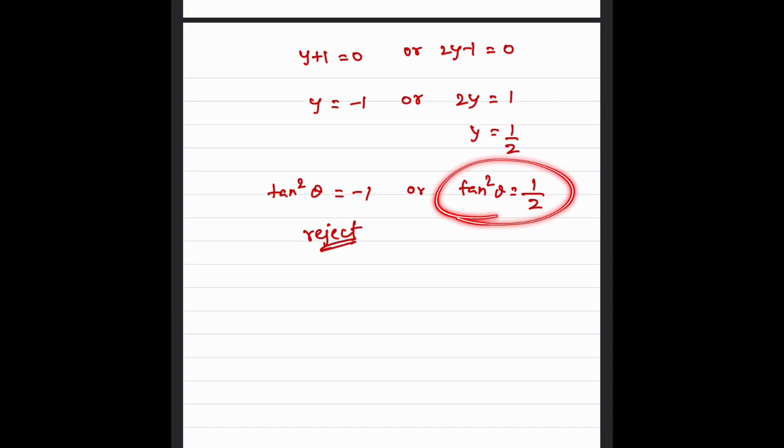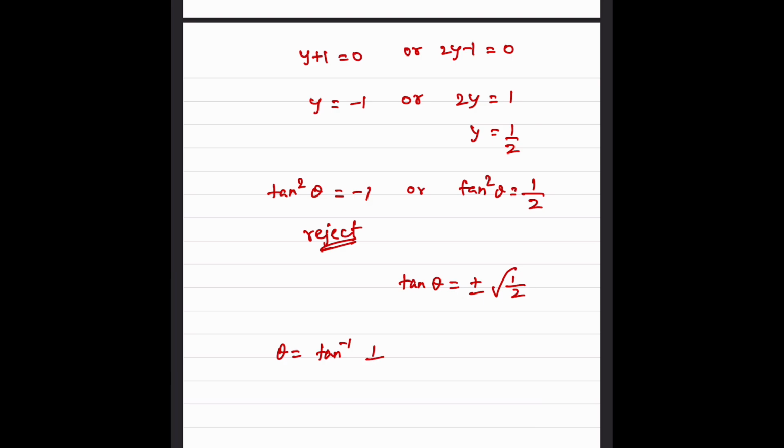Now we will work out tan squared theta equals 1 by 2. So tan theta is equal to plus or minus the square root of 1 by 2. So we will get two theta values from here. One is theta equals tan inverse of 1 by root 2. And you can write one more theta value, tan inverse of negative 1 by root 2.